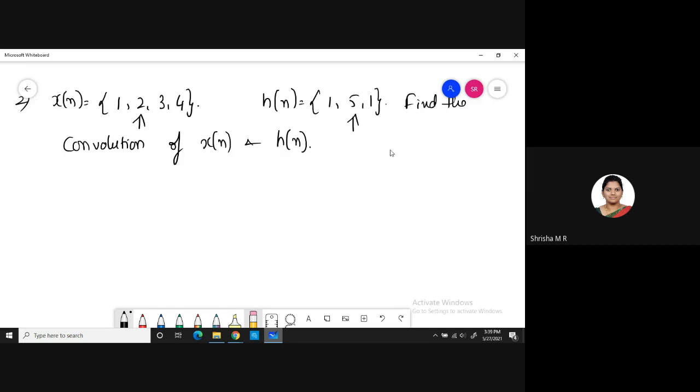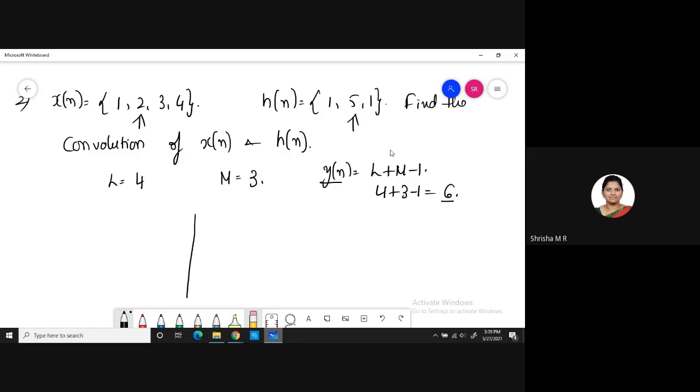As you can see here, what is the length of x of n? It is 4, and the length of h of n is 3. So your convolved sequence y of n will be of length L plus M minus 1. So 4 plus 3 minus 1 is 6. Y of n has length 6. Let us see how to do the convolution in a simple method.